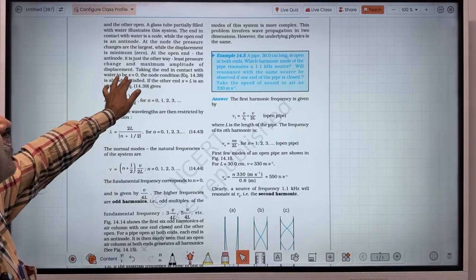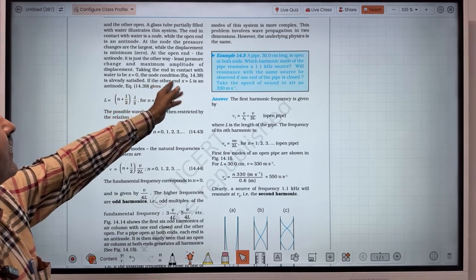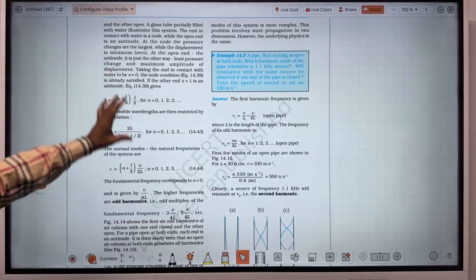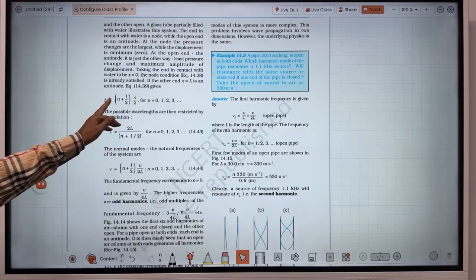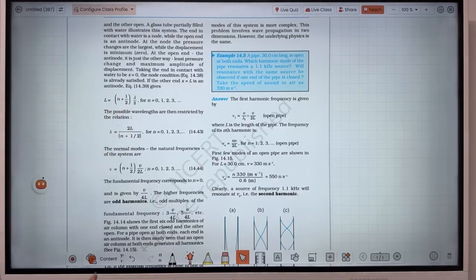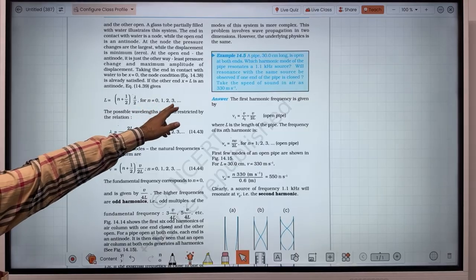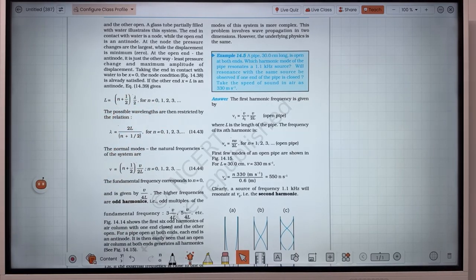Taking the end in contact with the water to be x equal to 0, the node condition we can again put. If the other end is x equal to L, then the antinode can be found. Antinode means maximum amplitude we are talking about. So in that case, the relation we can write is L equal to (n plus half) lambda by 2. We can put the values of n as 0, 1, 2, 3. So when we put 0, this becomes lambda by 4. It means to complete the wave, 4 times the length of the tube is needed, right?